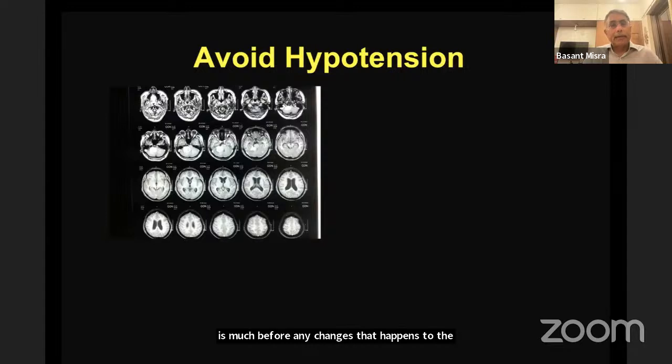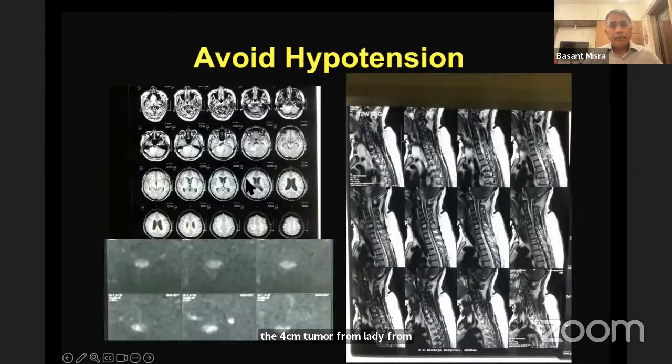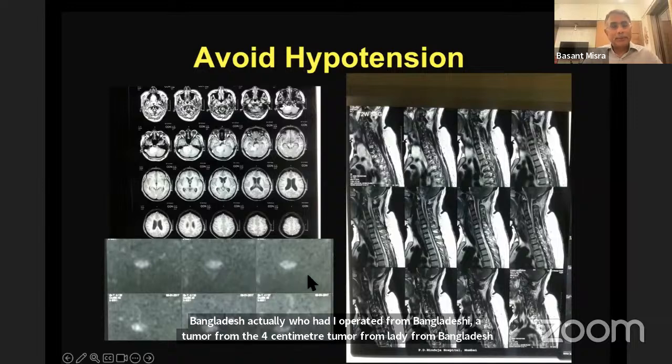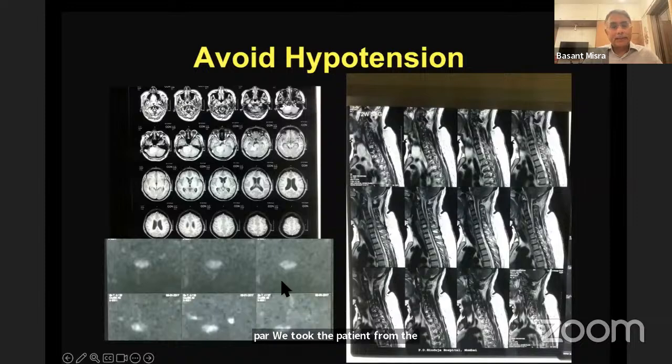What is not so well emphasized, I have talked about this many times. This is a disaster patient which I had. This is a lady with a 4-centimeter tumor from Bangladesh actually. I operated, everything went on smoothly. The patient woke up with a paraplegia. We took the patient from the theater. Face was good, but she had a paraplegia. So we took the patient from the theater to the MRI. You can see the diffuse restriction, which could be either ischemia or more likely infarction.